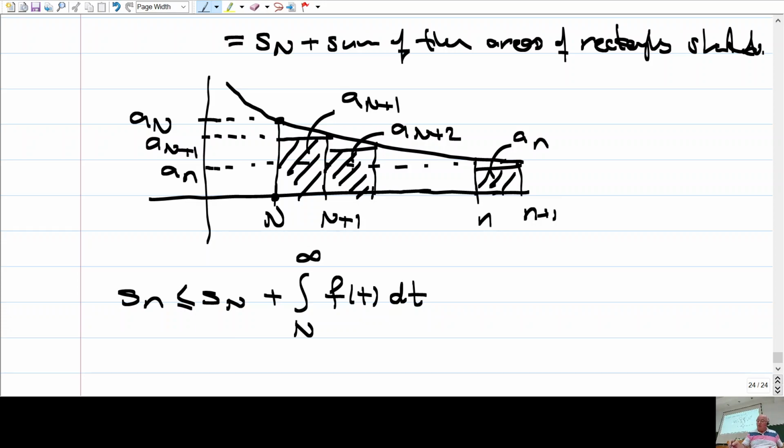Okay, so if this is convergent, then this is a finite number. This means that this sn, little sn, cannot be bigger than this number. Therefore, this sn is bounded from above, but it is increasing and bounded from above. Therefore, it has to be convergent, right?